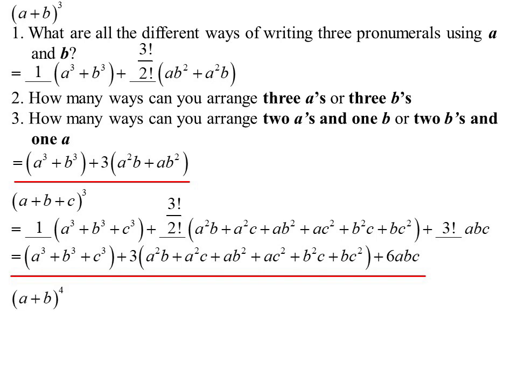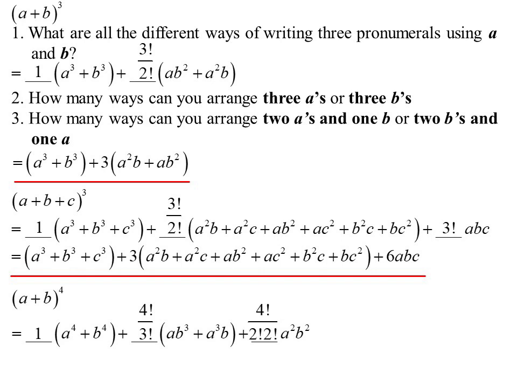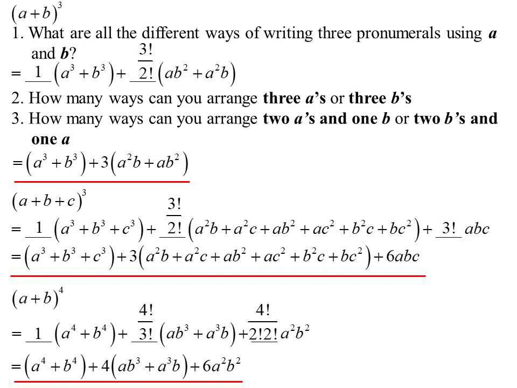What about to the power of 4 then? What are all the ways I could arrange 4 a's or 4 b's? There'd be one way. What about if I had 1 a and 3 b's? So a, b, b, b. Well, that'd be 4 factorial on 3 factorial for the repetitions. The other possibility I could have would be a squared b squared. Get 2 of both of them. Well, that'd be 4 factorial on 2 factorial, 2 factorial. There's my expansion for a plus b to the power of 4.